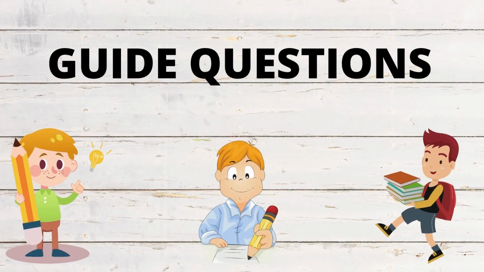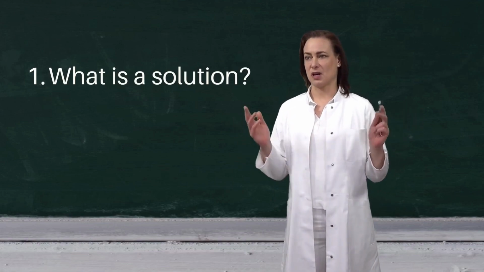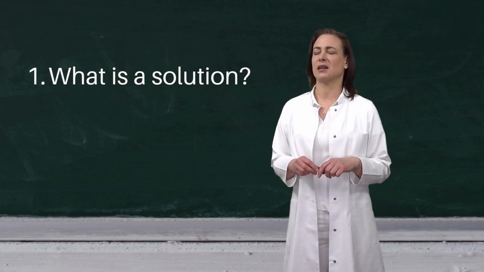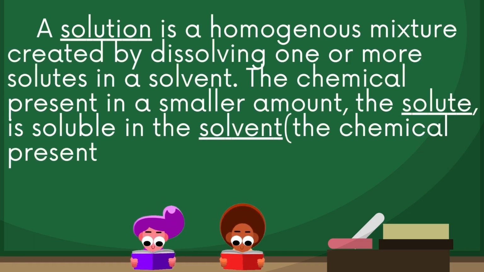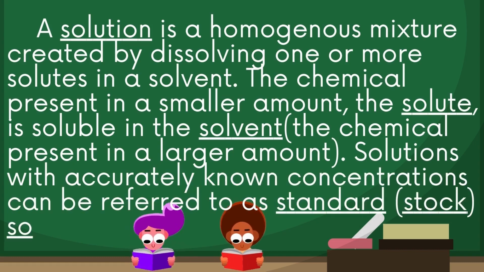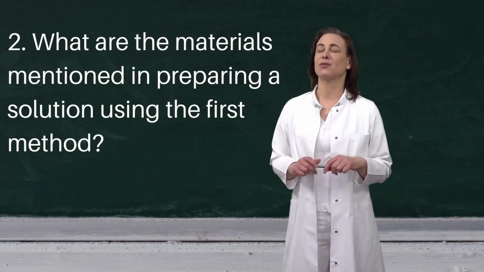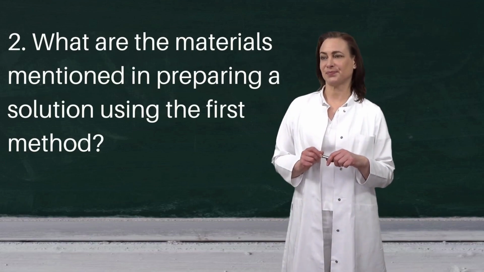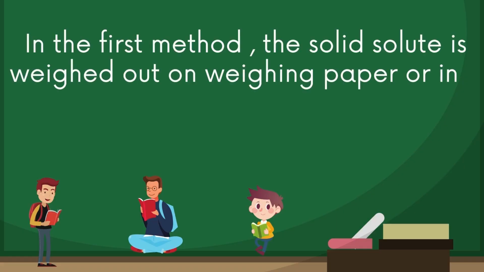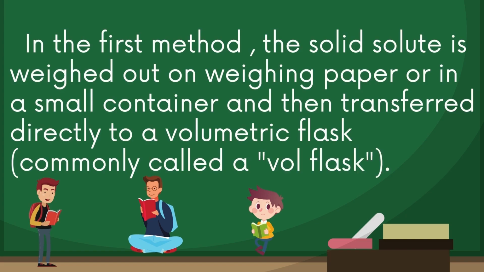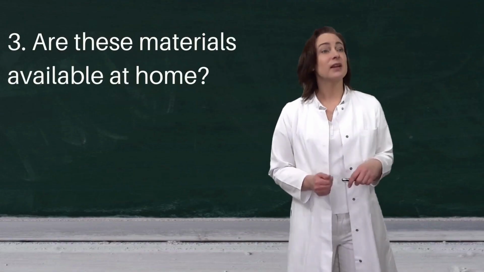Get your activity sheet and let us answer the guide questions. What is a solution? Go back to what we had read a while ago. Find the answer and put it in your answer sheet. Number 2. What are the materials mentioned in preparing a solution using the first method? Are these materials available at home?